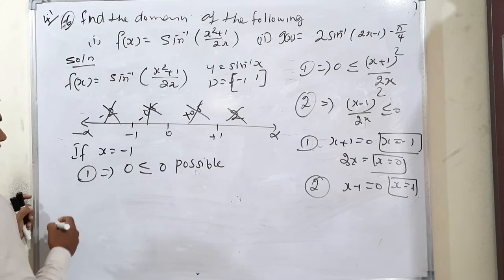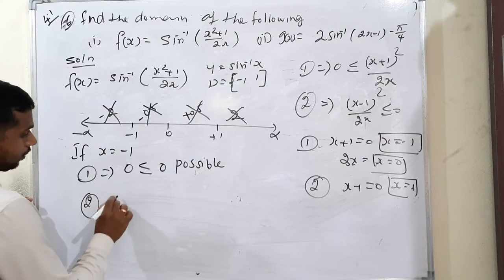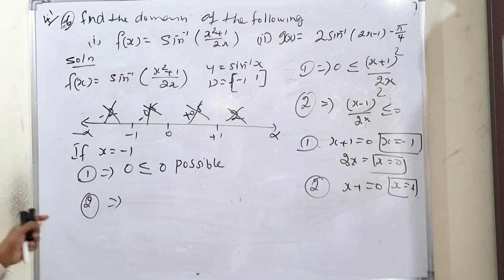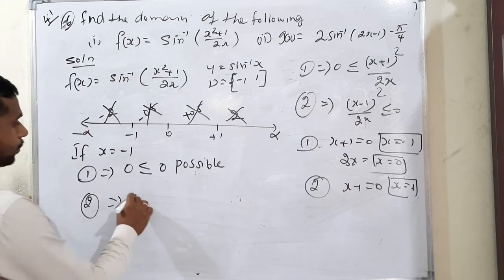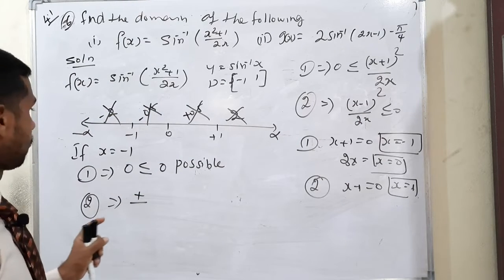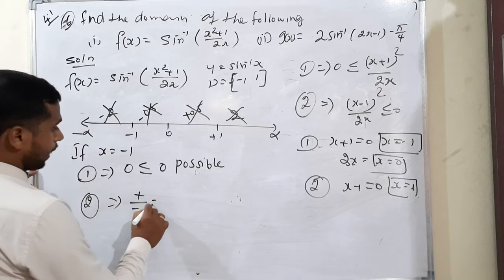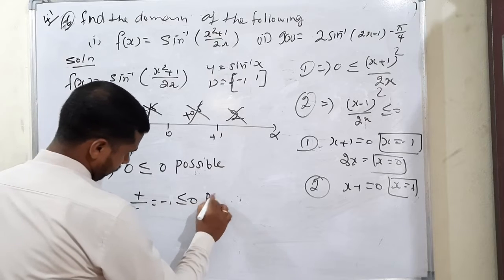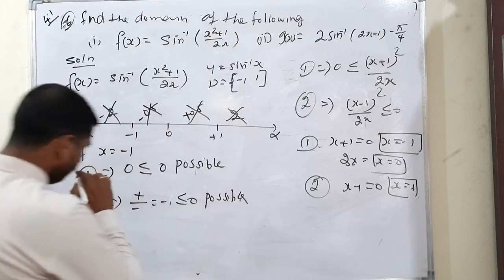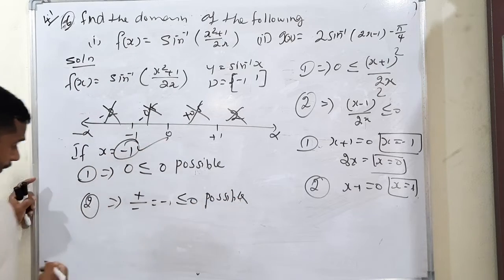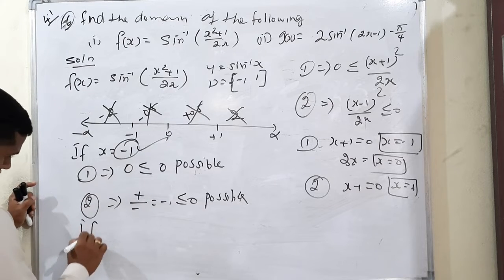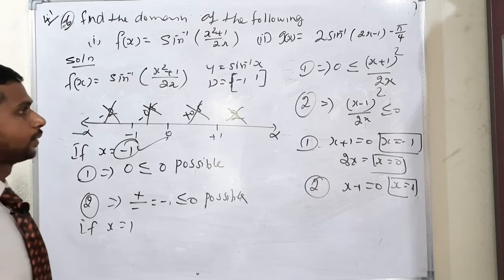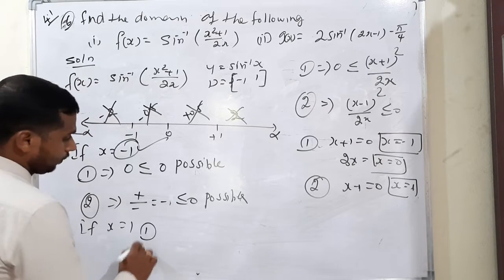Now the second case, starting with the minus 1. So minus 1 minus 1 means minus 2. So minus 2 the whole square means positive, divided by minus. The answer will be minus, less than or equal to 0. This case is also possible. Okay. So minus 1 is correct. Okay. Next one, positive 1, if x is equal to positive 1, what will happen? If x is equal to positive 1, case number 1.